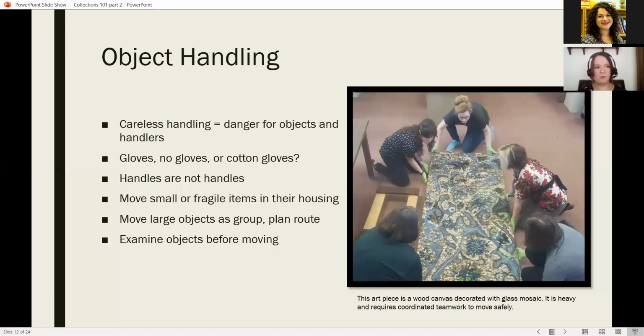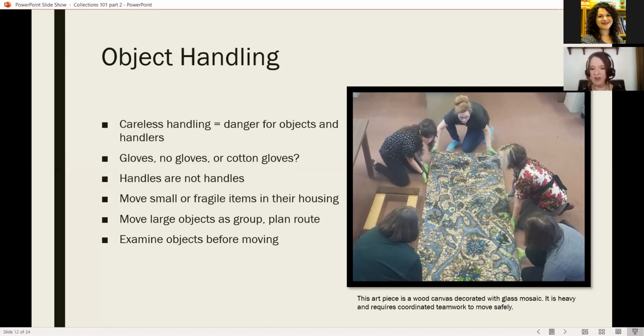So object handling, I don't really usually see it included in preservation, but I did so anyways because careless handling can cause preservation problems. It's also dangerous for the handlers of the objects. Like if you're trying to move something heavy, for example, in this image, that is myself and several co-workers or fellow volunteers who were handling this large art piece.